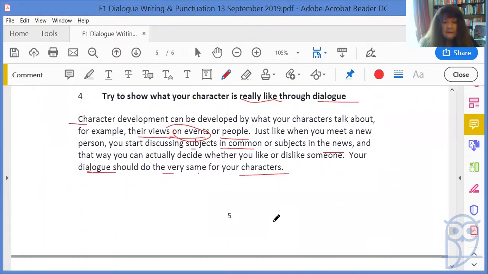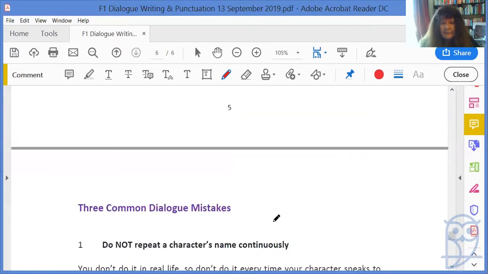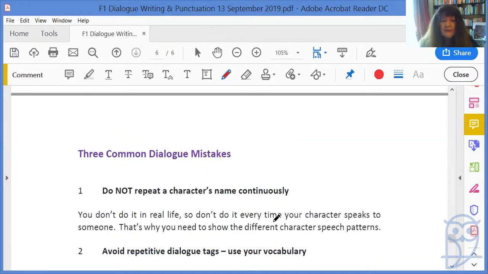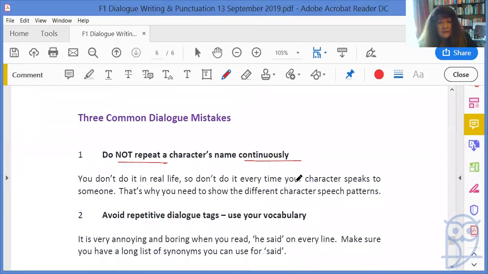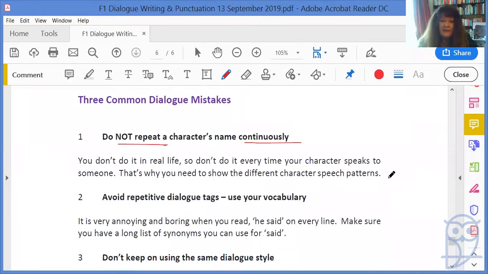Okay, and I think we do have time for 1 minute. 3 common dialogue mistakes. Do not repeat the character's name all the time. Hello, Jake. How are you today, Jake? What are you going to do today, Jake? Some people tend to do that, but it's not a good thing to do. And that's why you try to show different characters by their different speech patterns.